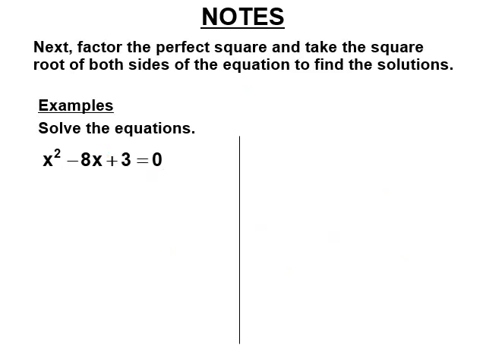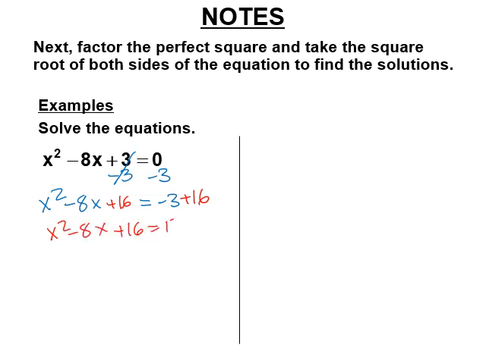So let's start again. There's the one with plus 3. We're going to subtract 3 from both sides. x squared minus 8x equals negative 3. Fill in the space with the completed square. It was right. It was negative 4 squared, positive 16. We get x squared minus 8x plus 16 equals 13.